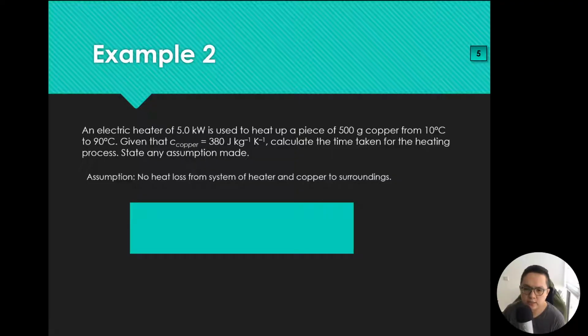For this calculation, we use P times t, power times time, because we are trying to find the time here. Q equals mc delta theta, and Q is the energy supplied, which is power times time. Again we make the same substitution. P is 5000 watts, and the mass is 0.5 kg.